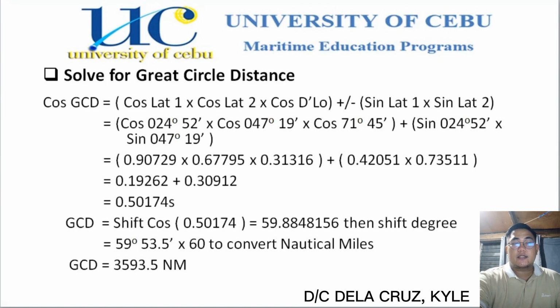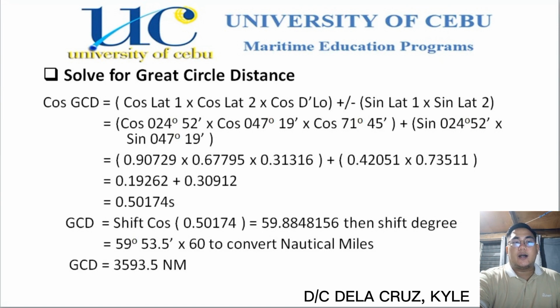So the next is you need to multiply them both. So we will have the product of 0.19262 plus 0.30912, which is the product of the cos lats and the sin lats. So we have the sum of 0.50174.